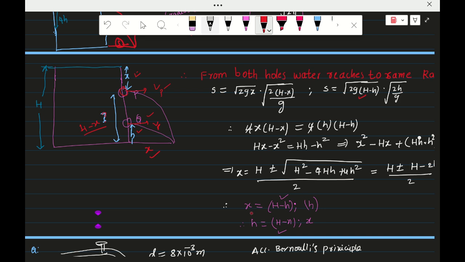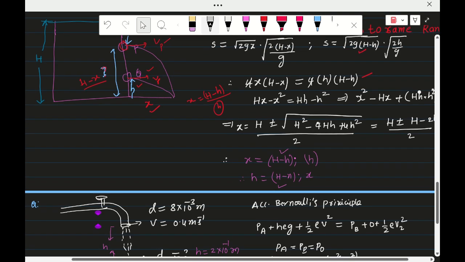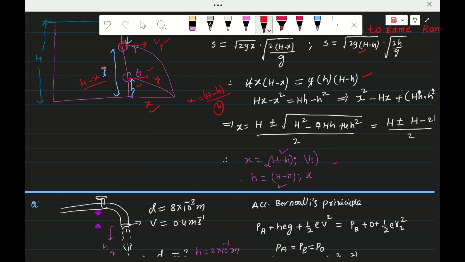Finally, you will get in this equation x is equal to h minus h by... here after the quadratic equation, we will get the h minus x or h value. Right? So now these are the answers we will get. The H value is proportional to h minus h, or the h value is proportional to h minus x. So this is it.